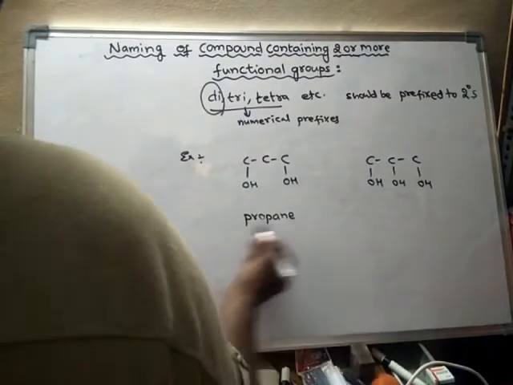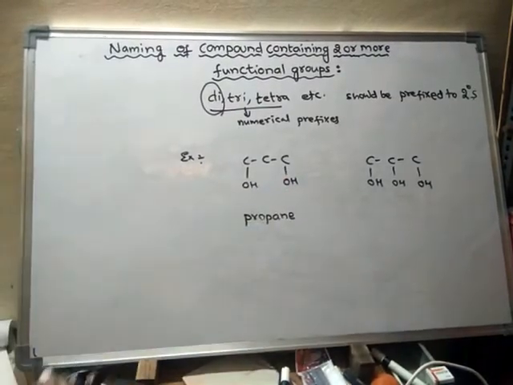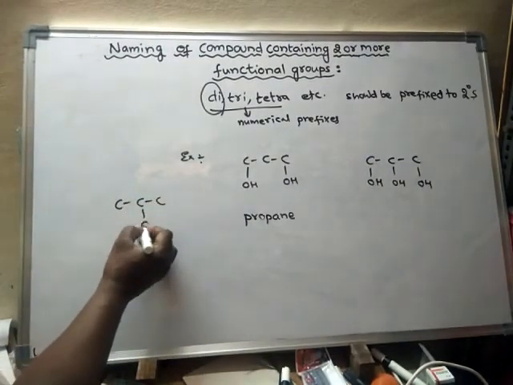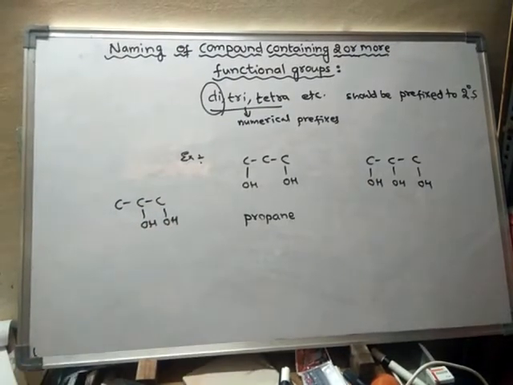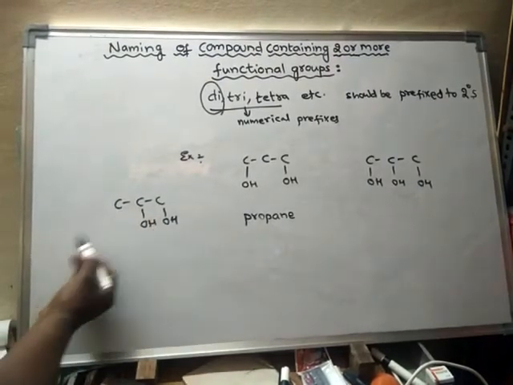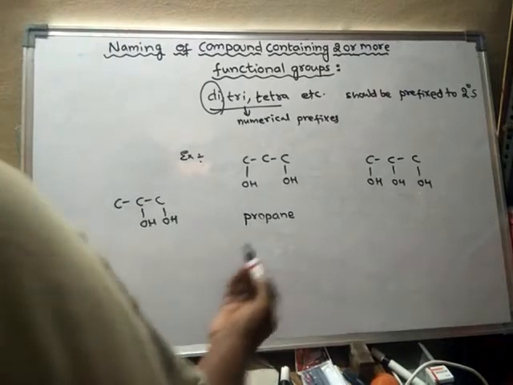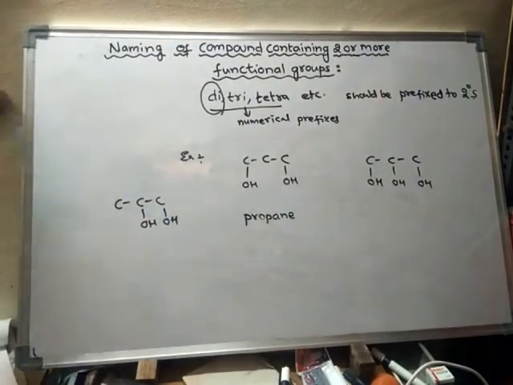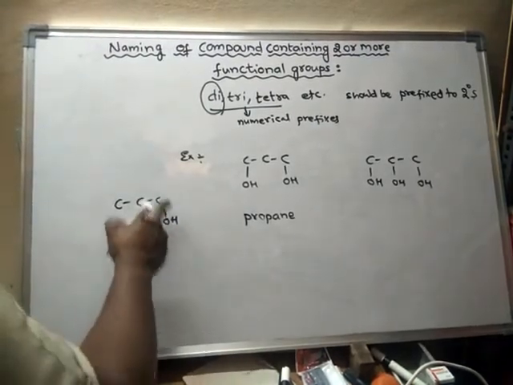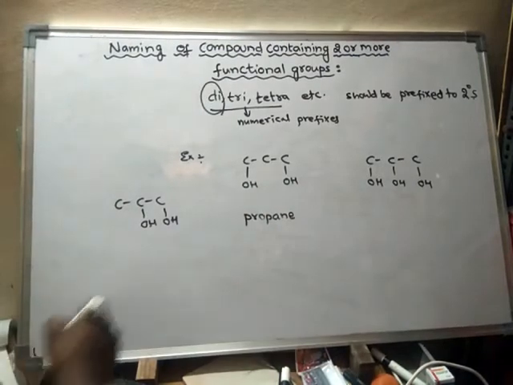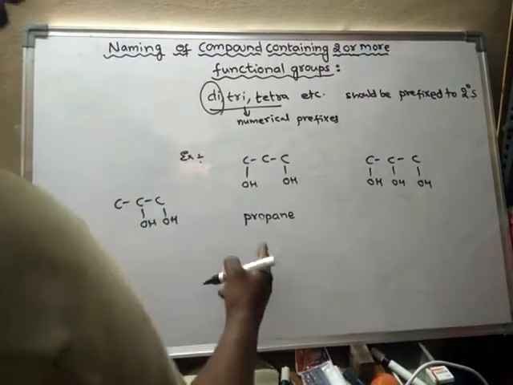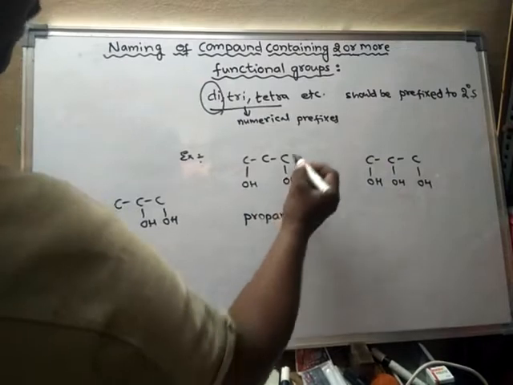Propane. Look here, we have to give numbering also, where these two functional groups are present. Sometimes these two functional groups may be like this. Now, what is the name of this compound? Here also it is propane and di. But there should be a difference in the name between these two compounds, because this compound has a different structure from this one. When compounds have different structures, they should possess different names. So based on the numbering we have to give the name.